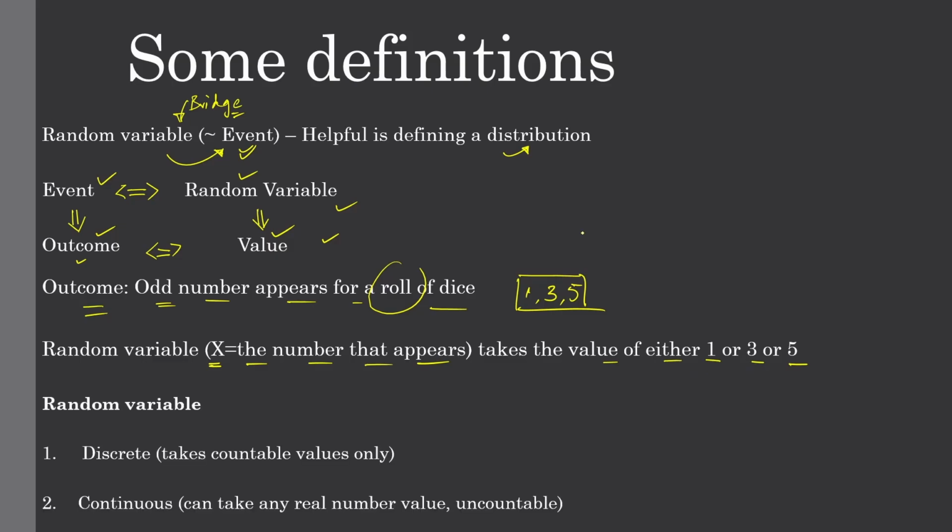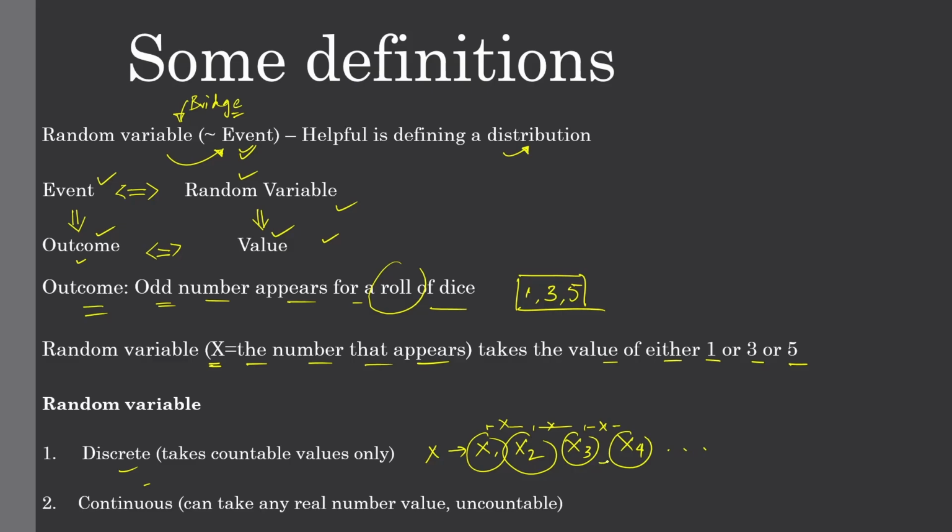So there are two types of random variables. One is discrete, another is continuous. Discrete random variables can take only discrete values. That means x1, x2, x3, x4 like this, and nothing in between. Within x3 and x4, there is nothing. So either it takes the x1 value or it takes x2, x3, x4, and so on.